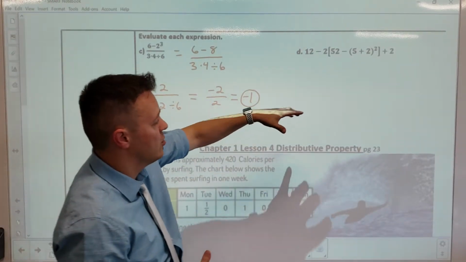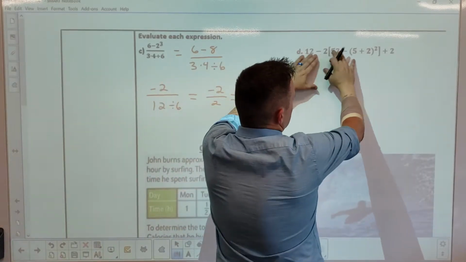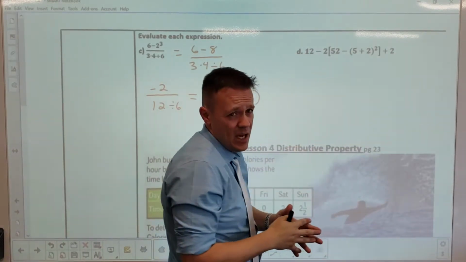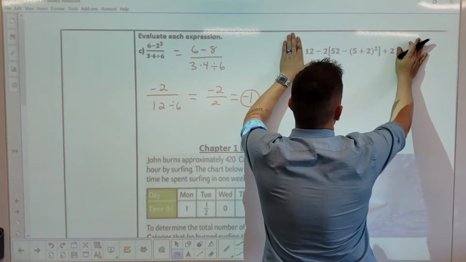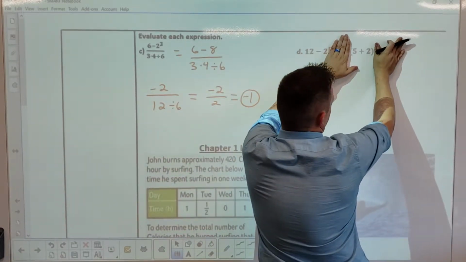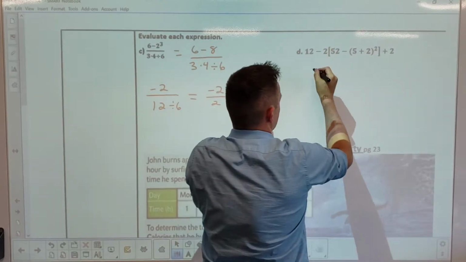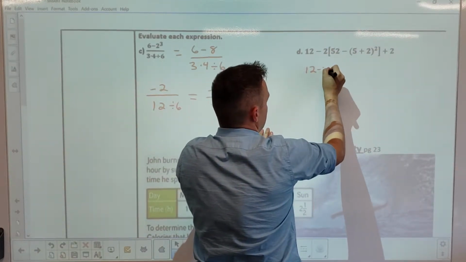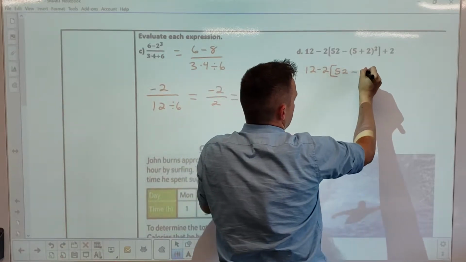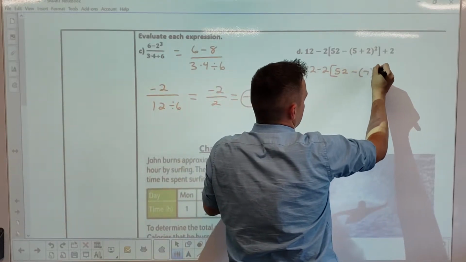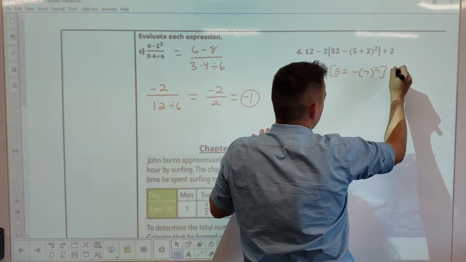So same over here when you're working on this. This is a larger equation, but you need to take it down by bits. So first, inside parentheses, okay? You want to focus mainly on these parentheses right here. So 5 plus 2 is 7. So you would rewrite it: 12 minus 2, with a bigger bracket, 52 minus 7 squared plus 2.